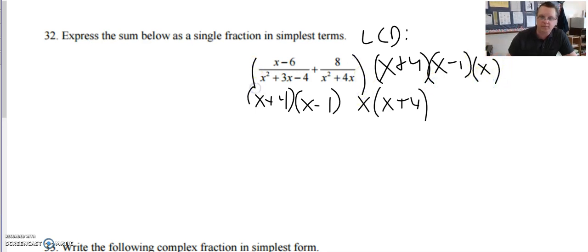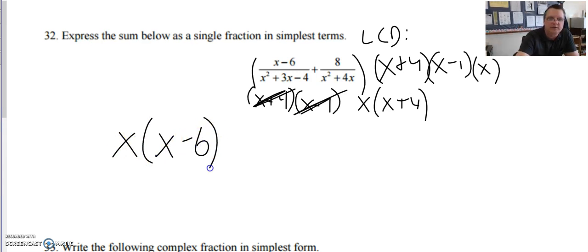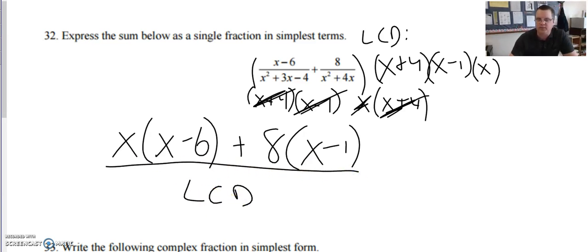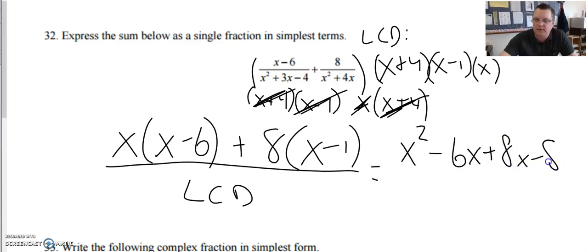So that's what you have to multiply each fraction by. So the x minus 4 and the x minus 1 are gone. So I have an x times x minus 6 plus 8. The x will cancel, the x plus 4 will cancel, and you have an x minus 1. Okay, now, what has to happen here? Since this is an expression, we have to have all of these over the LCD. Okay, so then we have x squared minus 6x plus 8x minus 8 all over your LCD.